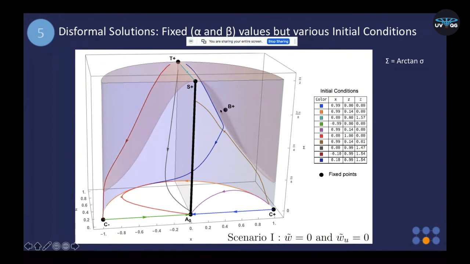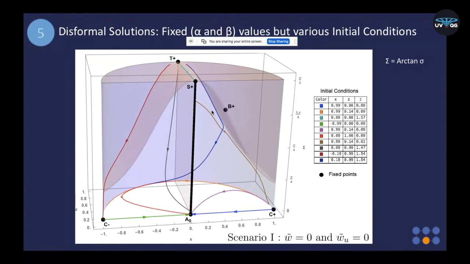The orange region corresponds to where the disformal transformation is not real. So basically it goes down to a complex number. And in scenario 1 in particular, what we find is we have three disformal fixed points. We have a line of equilibrium points, and we have a plane of fixed points as well. So what one can see is that the dynamical system flows from one fixed point to another within this compactified space, and the points S plus and T plus are asymptotes.